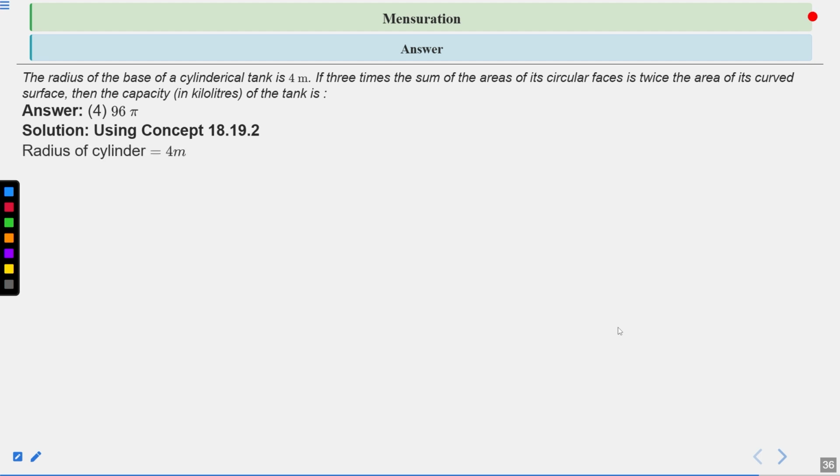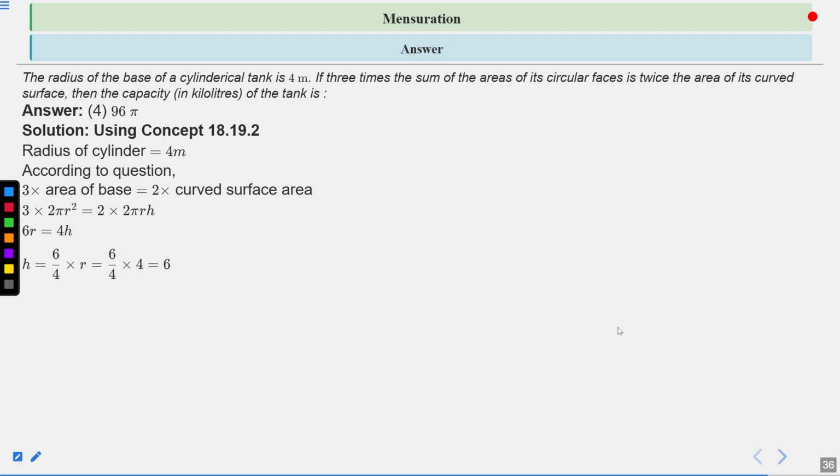Using concept 18.19.2, we can say that the radius of the cylinder is given, which is 4 meter. According to the question, 3 into area of base is equal to 2 times the curved surface area. It is given in the question, this relation. So 3 into 2 pi r square equals 2 into 2 pi r h. Now simplifying it, we get 6r equals 4h, so h equals 6 by 4 r.